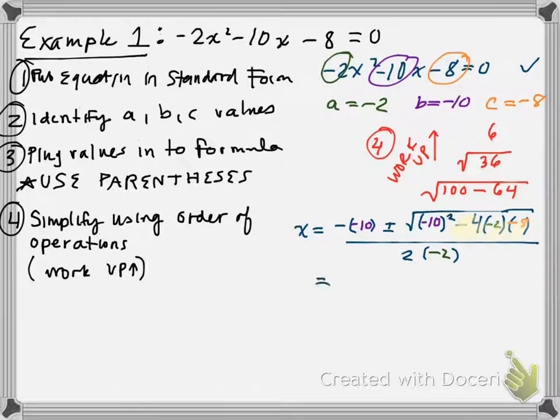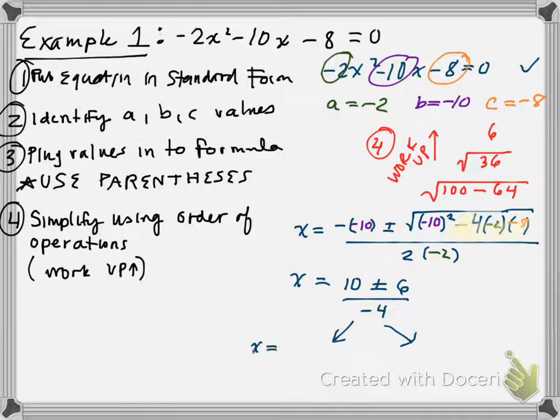So below, I now have negative 10, which is positive 10, plus or minus everything inside of my root, which just became 6, all over 2 times negative 2, which is negative 4. Since I got a whole number inside of my root, at this point I can actually split it and calculate the plus and the minus to get an exact value for x.